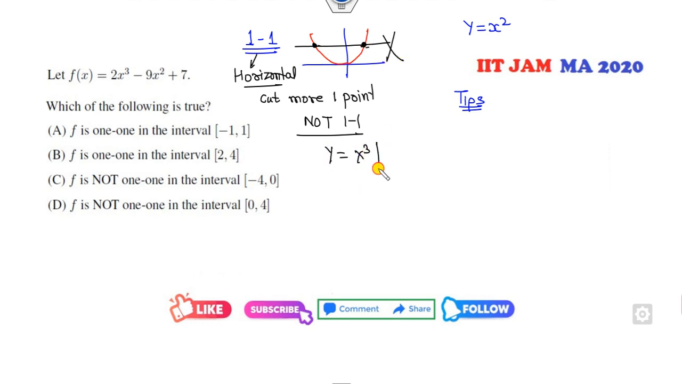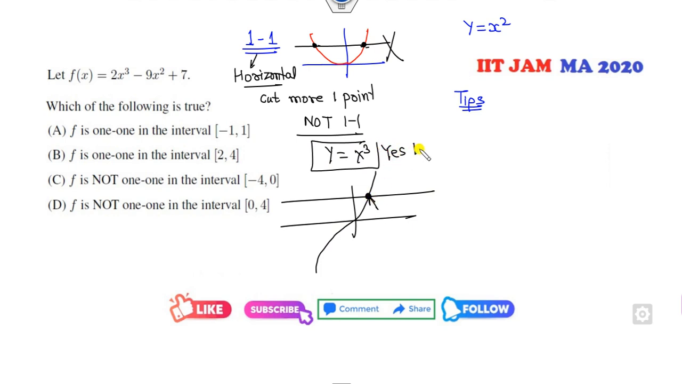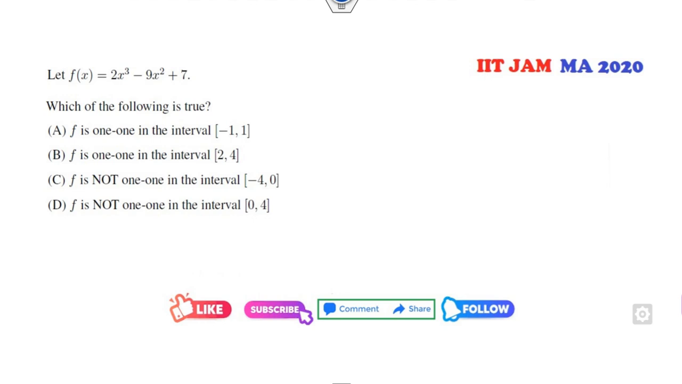Again, if I consider y is equal to x cubed, what is the graph of this? Here, if you draw the horizontal line, it cuts only 1 point. So yes, this is one-one. Otherwise you can also check that f of x1 is f of x2 and your target is to prove x1 is equal to x2. This is the second way. There is one more way. If you draw it graphically, that is very good. This is the mathematical way.